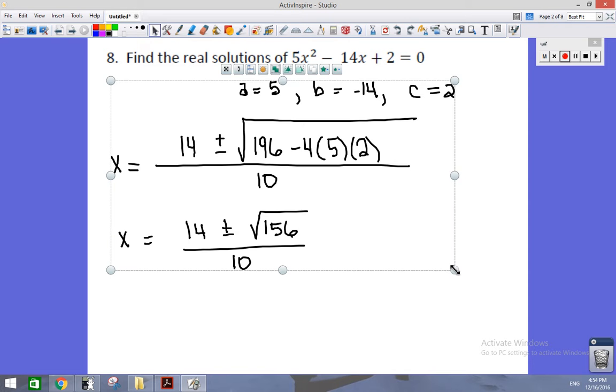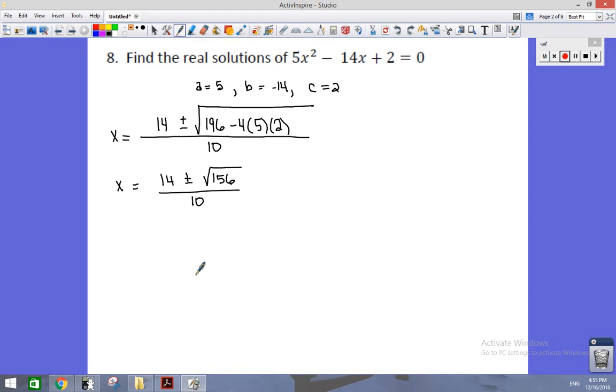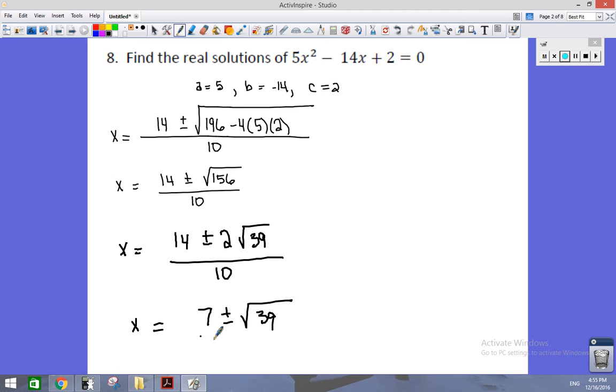The square root of 4 is 2, so I've got 14 plus or minus 2 times the square root of 39. The square root of 39, well, that breaks down to 3 times 13, but 3 and 13 are both prime. There's no perfect square that divides 39. This is divided by 10. 14, 2, and 10 are all even numbers, so we can reduce this further: half of 14 is 7, half of 2 is 1, half of 10 is 5.